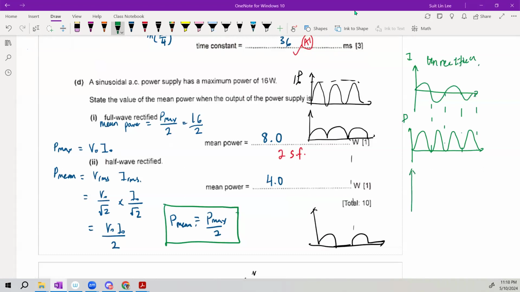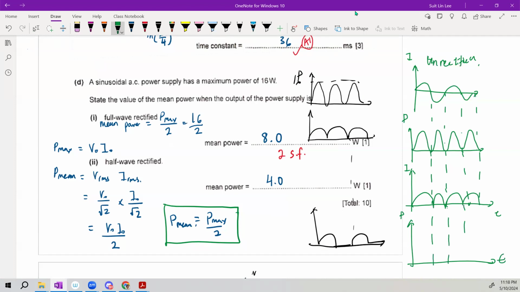If it's full wave rectified, how will my graph look like? It will look like this, no? Like this, like this. Correct? But my P-t graph will still look the same. Does that make sense? My P-t graph will still look the same, like this, like this, because the peak is still the same.